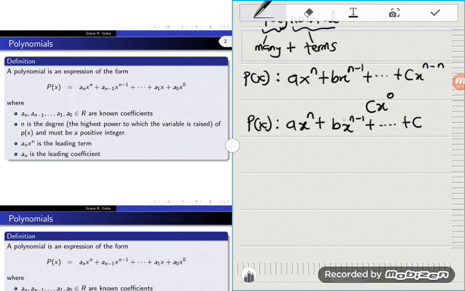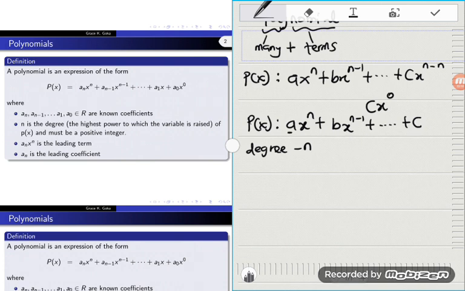Now, the highest exponent in our polynomial is what gives us what is known as the degree of the polynomial. So to find the degree of the polynomial, I look at the exponents in the polynomial, pick out the highest one, and that will be the degree. So if you compare all these exponents, we have n, n minus 1, n minus 2, n minus 3, up to n minus n. Now, if you compare all these, you realize that the highest exponent is equal to n. Therefore, the degree of this polynomial is n.